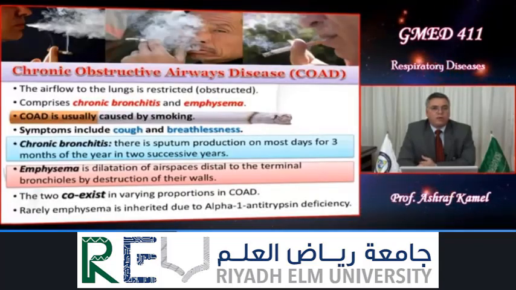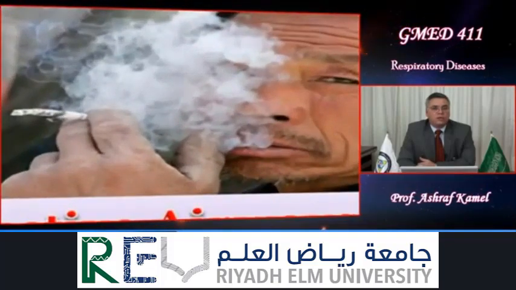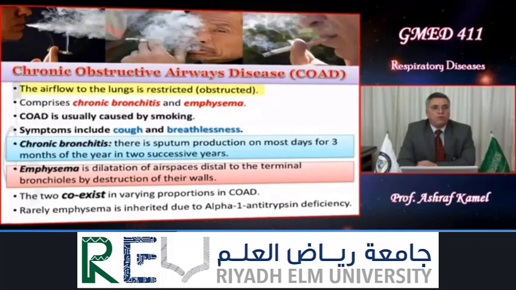Chronic obstructive airway disease. This is the terminal station of all smokers if they do not quit smoking. It's very much related to smoking, this harmful habit. And in chronic obstructive airway disease, the airflow to the lungs is restricted, or let's say obstructed, because of the obstruction of the airways. This disease comprises two disease entities. The first is chronic bronchitis and the second is emphysema.